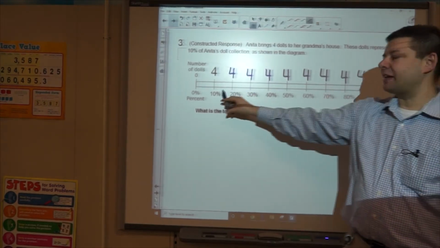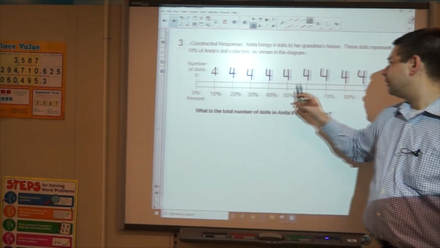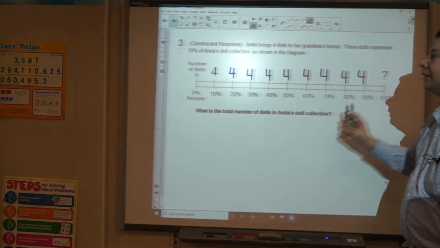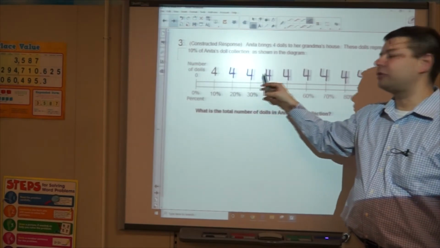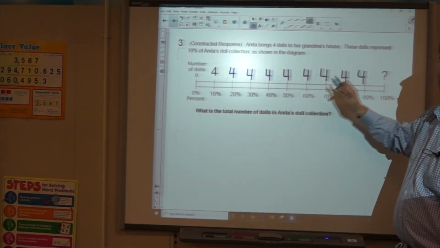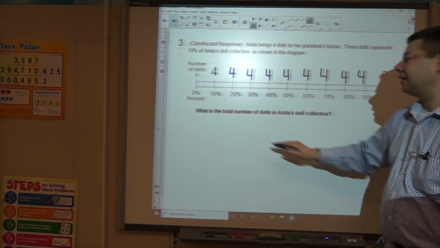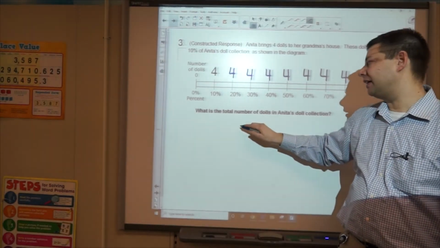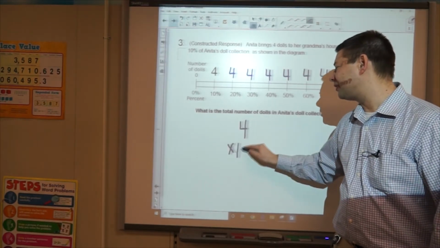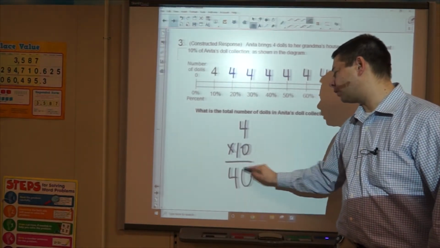So 10% of the collection is 4. 100% would be 4 times 10. Or if I wanted to add it up, 4 plus 4 plus 4 plus 4, I could do that as well. But in the end, I'm going to figure out that there are 4 dolls for every 10%, and there's 10 10% in 100%, so it's 4 times 10, which equals 40 dolls.